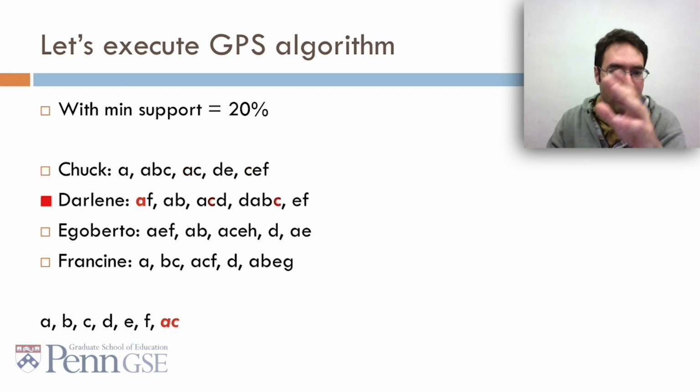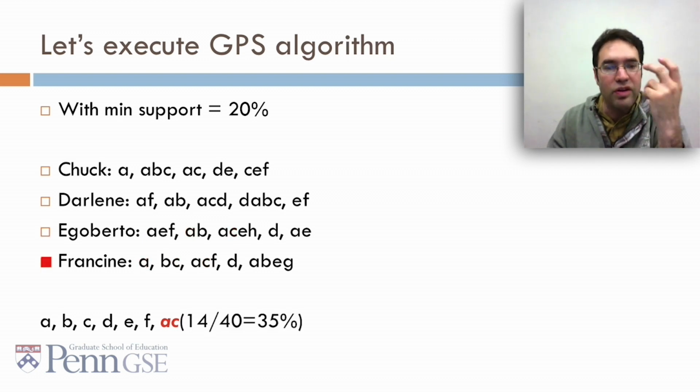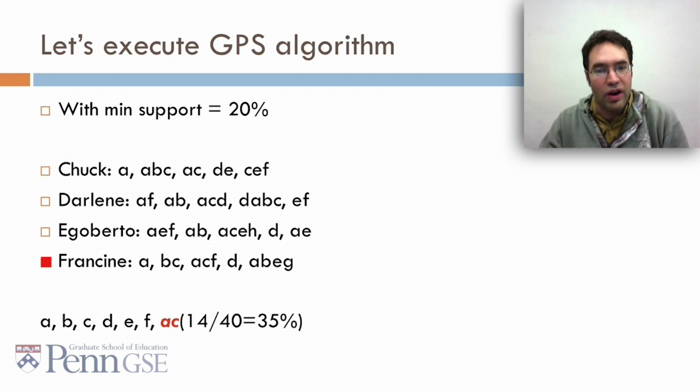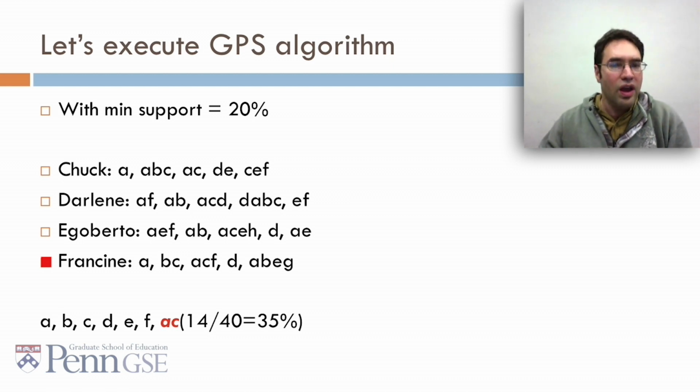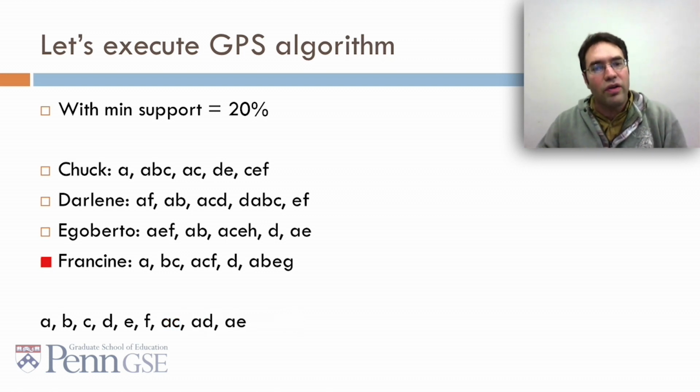We can kind of go on looking for A's and C's across Darlene, across Egoberto, across Francine. What we find is that we see AC in 14 cases out of 40, which is 35%. So AC has enough support to keep. Turns out that AD and AE also have enough support to keep.